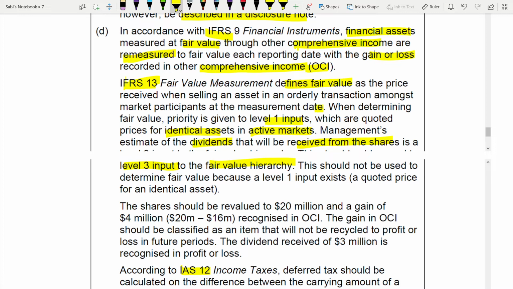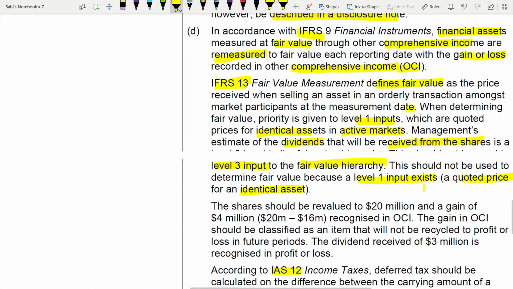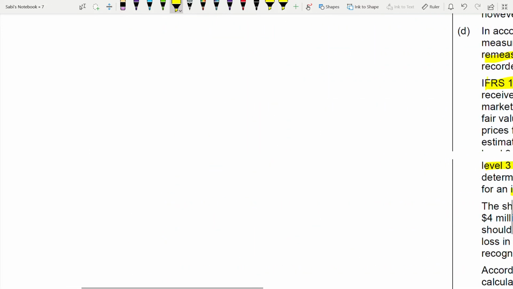So this should not be used to determine fair value, because a level 1 input exists. Why? Because in level 1 there is a quoted price that exists for an identical asset. If there is a quoted price for your share, you can use level 1. You don't have to use level 3. When you have the information for level 1, then you don't have to use level 3. Level 3 should be your last resort when you don't have any information about level 1 or 2. But if you have level 1, then you cannot say you have an option to go for level 3. No. How do you know? Quoted price. See, somewhere they have told that. Just let's go and see.